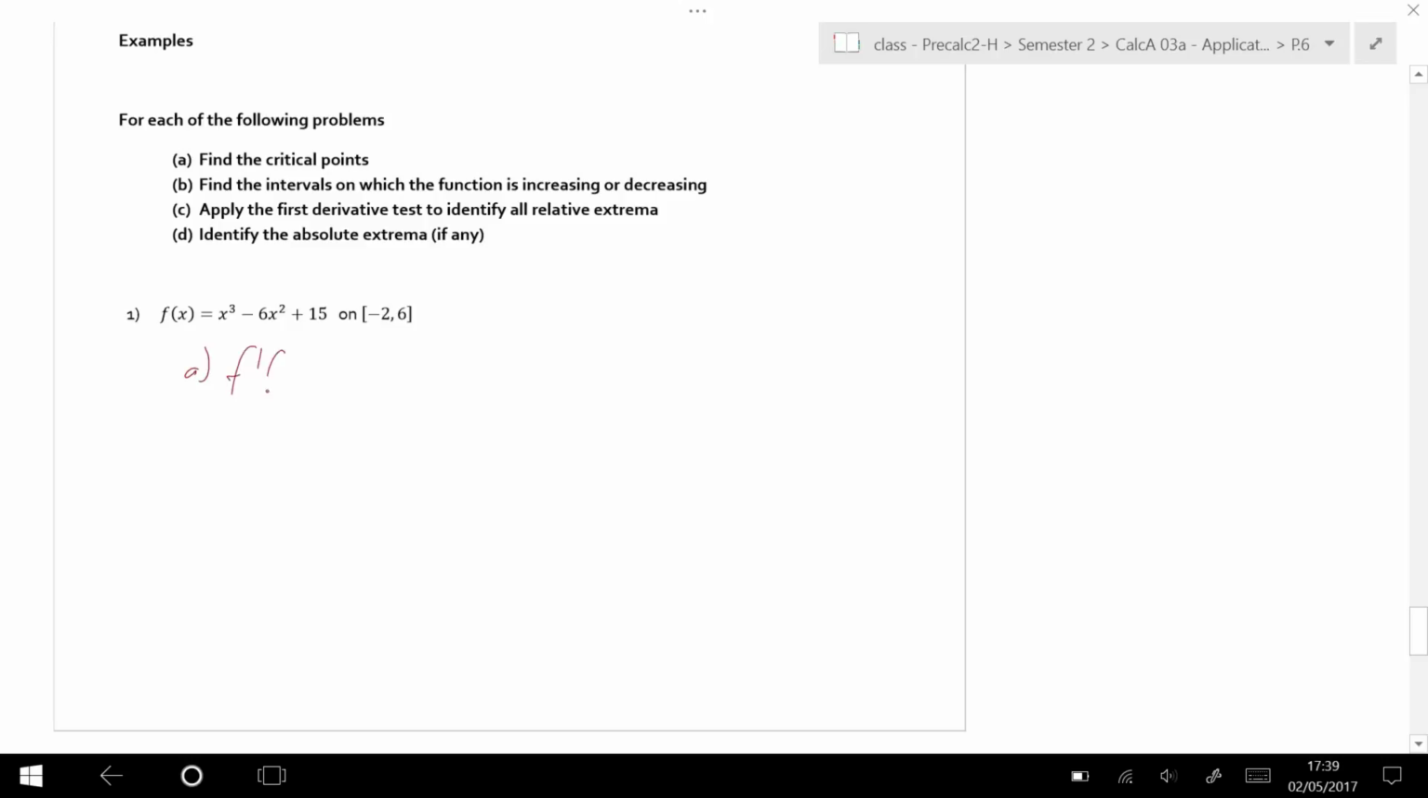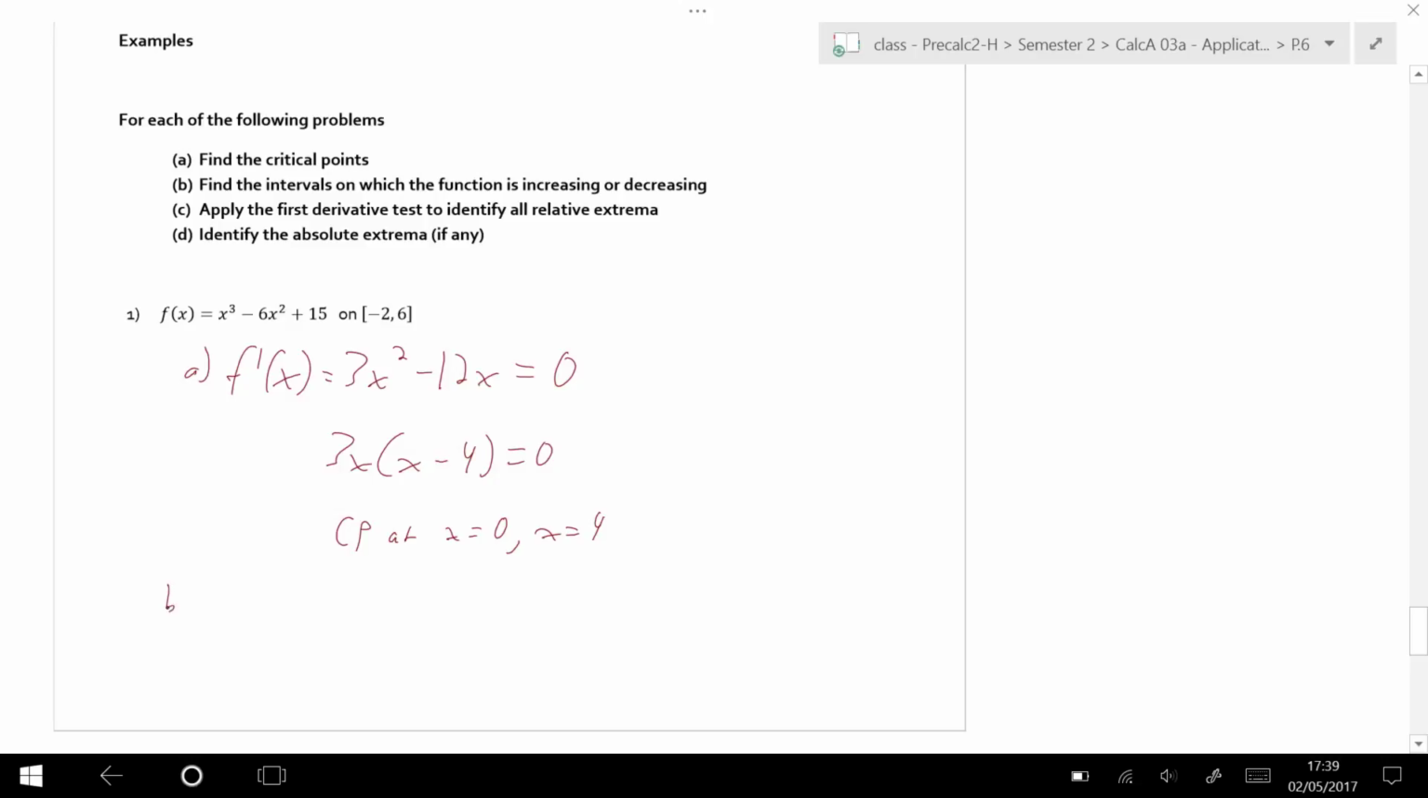If I want to find the critical points, I'm going to take f prime of x. So I get 3x squared minus 12x, and I'm going to set that equal to 0 because there are no x values that make it undefined. Where is it undefined? Well, it's not going to be undefined anywhere. So I factor a 3x out, and I get x minus 4 equals 0. My critical points are at x equals 0 and x equals 4.